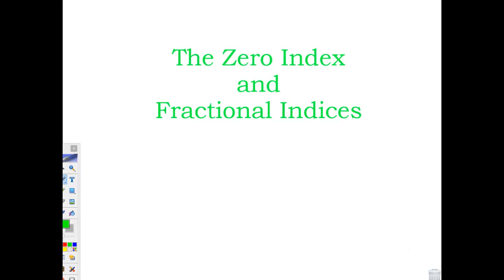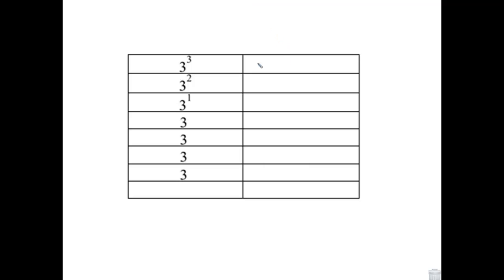In this video, we want to extend our ideas about indices to one where we're looking at the situation of zero indices and fractional indices. So here we want to start with a little table. We want to have a look at some values that we've got here. So we're looking at 3 to the power of 3. Well, we know that's going to be 27. And then we go down to 3 to the power of 2, which is 9. And then 3 to the power of 1 is 3.